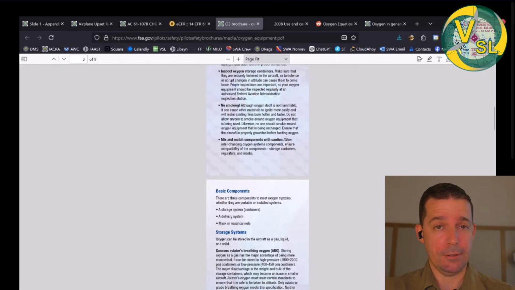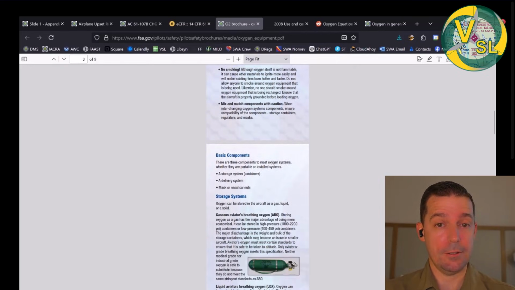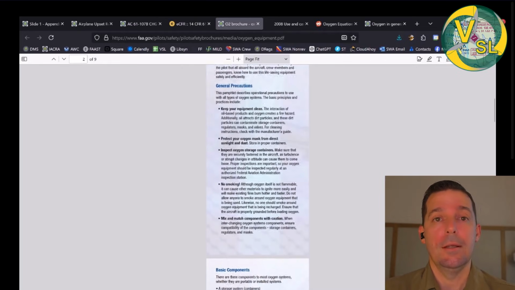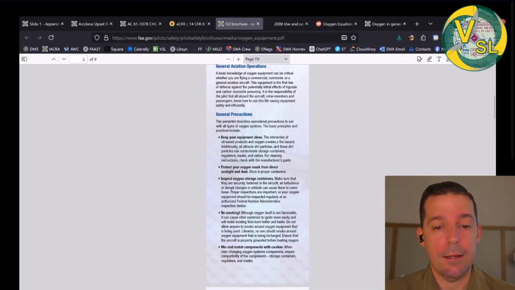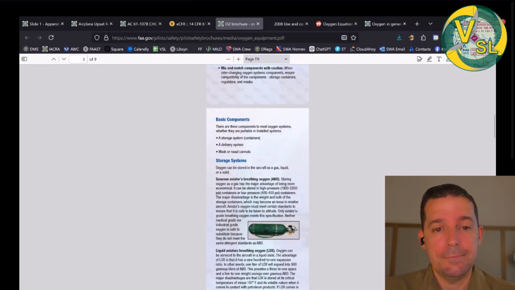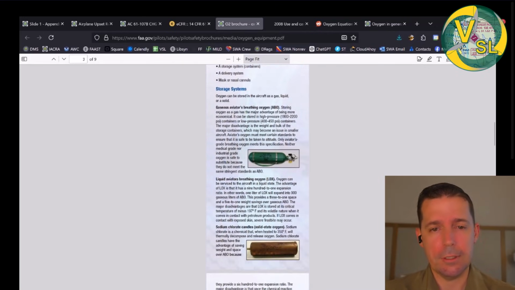Okay, and then if you're an aircraft owner, if you're flying an aircraft that has an oxygen system, it's great to review with a CFI as you're getting your high altitude endorsement. Okay, so it has some general precautions here, and it has the basic components. So let's talk about the different storage systems that we have here.